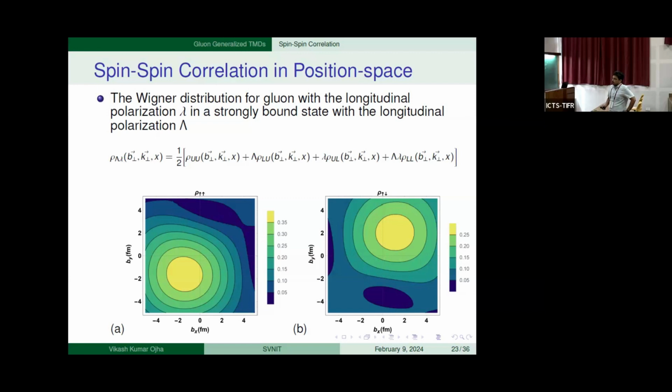So all these various components, LU, UL, LL, correspond to the distortion which we see. Suppose these things are not here, we would have the Wigner distribution of unpolarized gluon in an unpolarized target. Because of the presence of these various quantities, what we see is distortion, so the distribution gets distorted in some way.